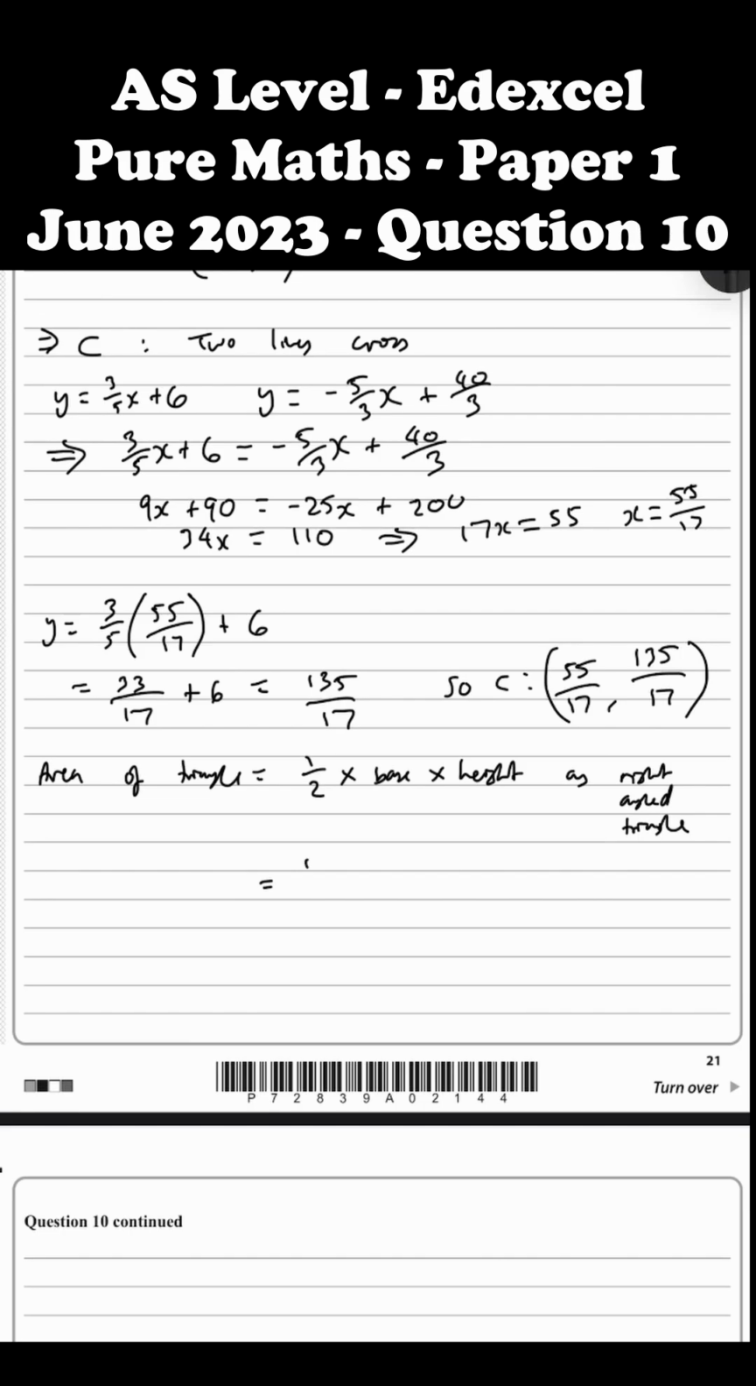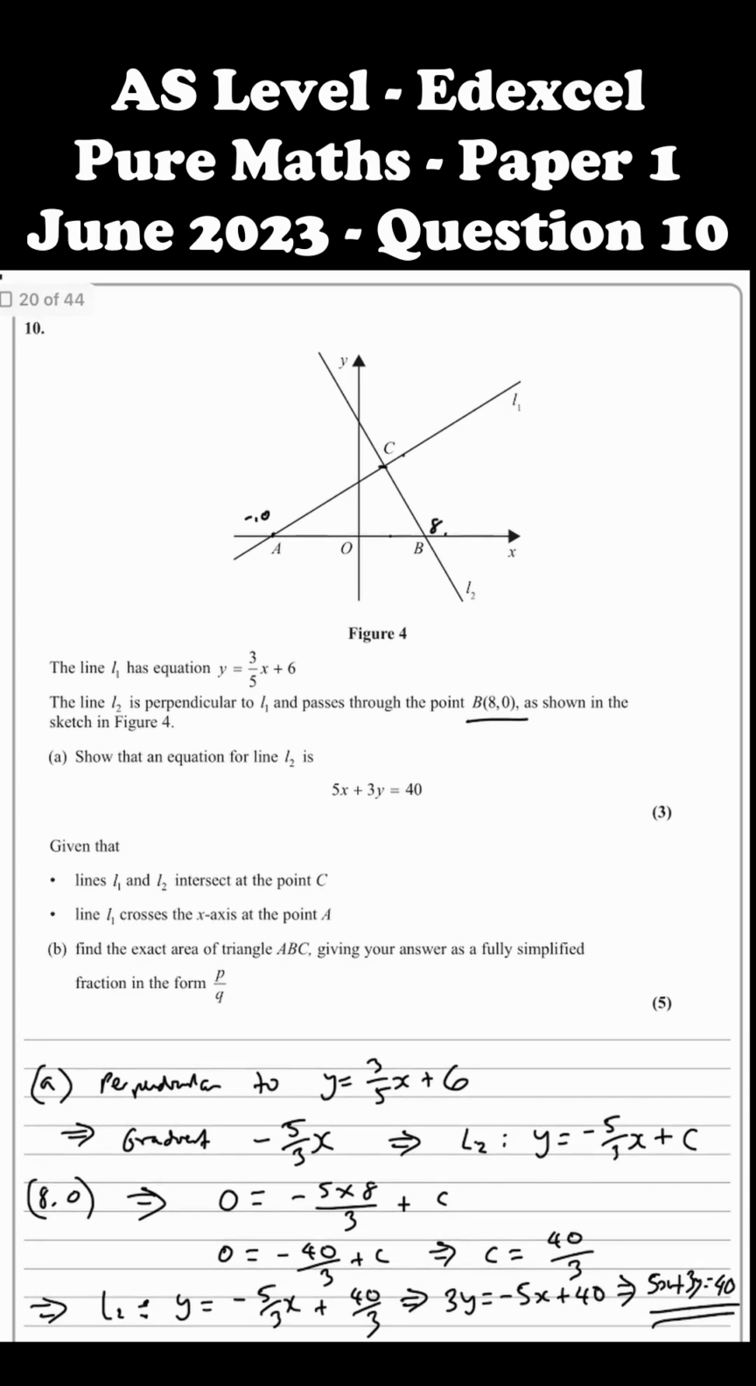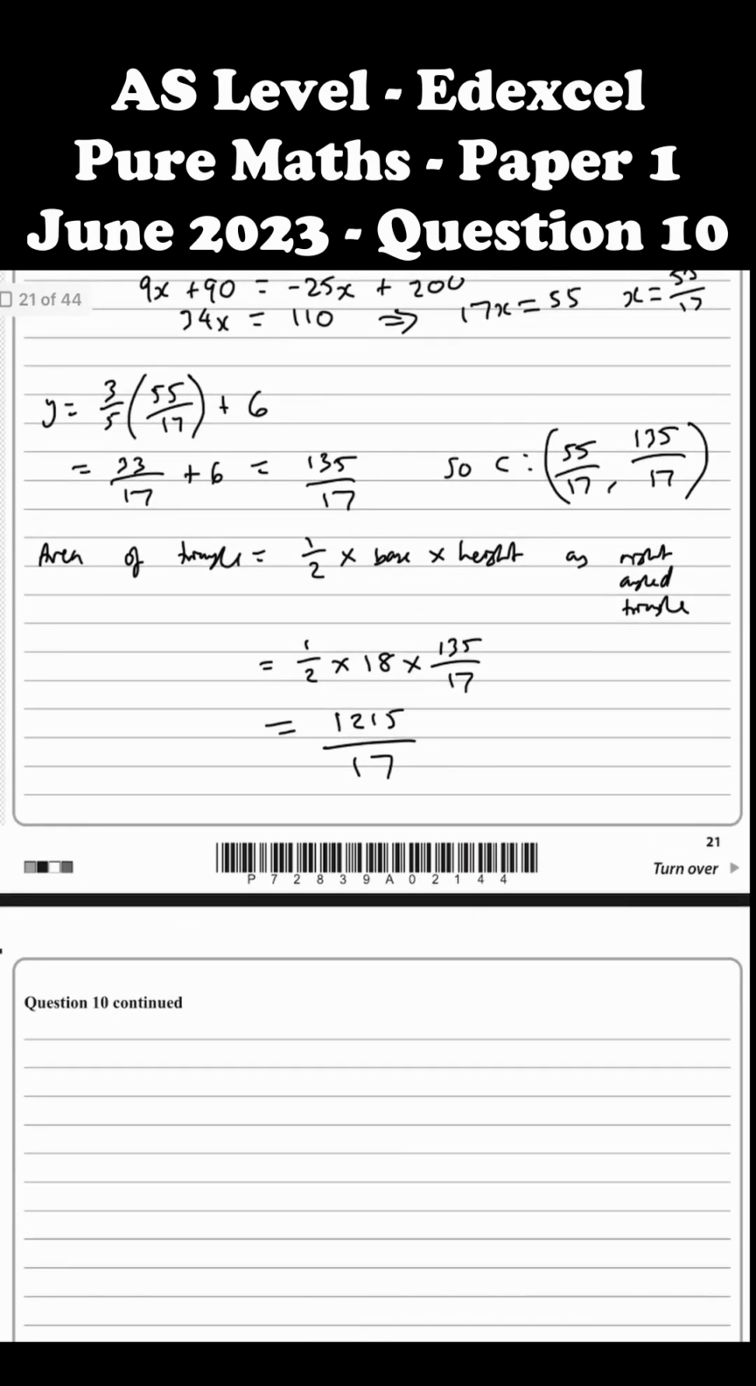So this is going to be a half times 18 times 135 over 17, which is just 1215 over 17. And that is the form that they want it in, a fully simplified fraction in the form P over Q. 17 is prime, and we cannot simplify any further than that.